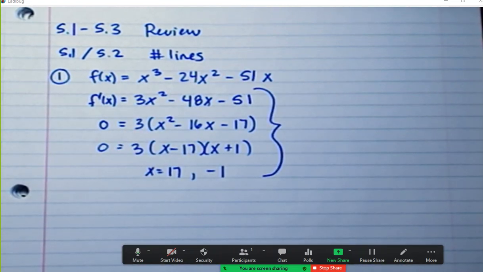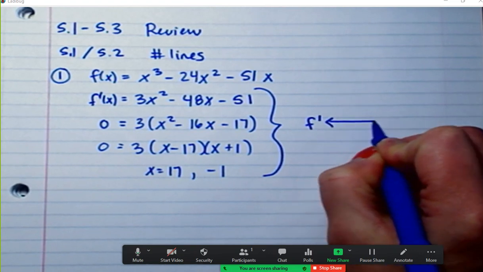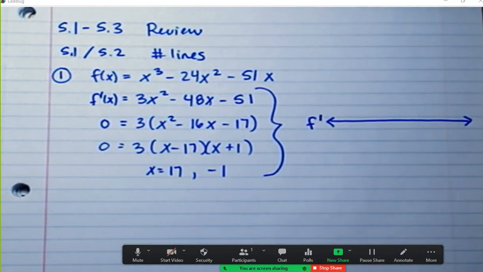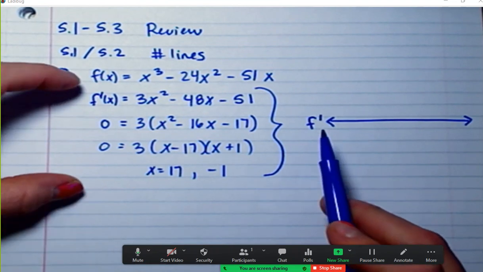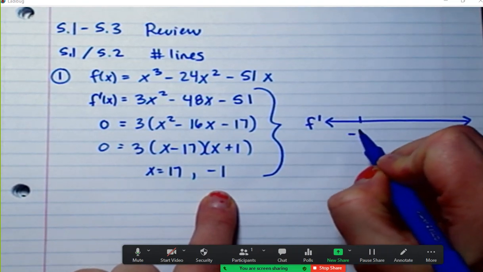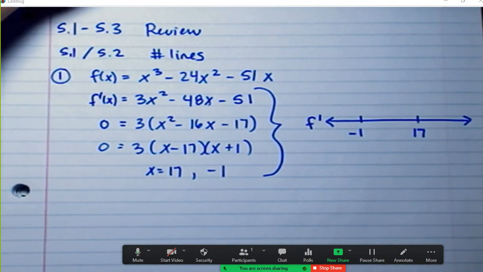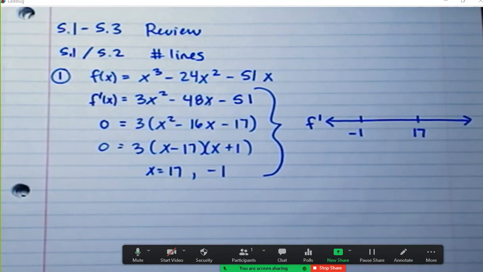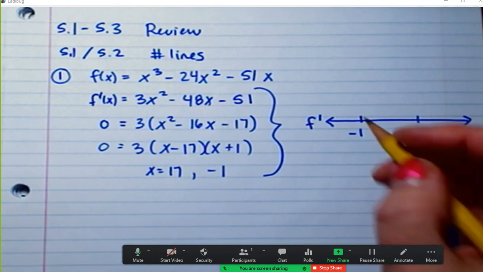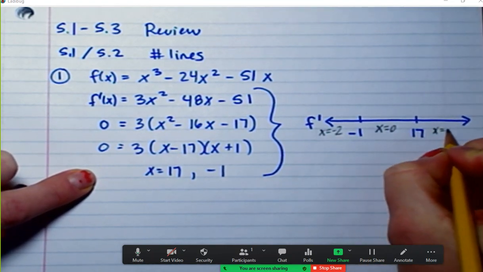I'm going to make the f prime number line because we have the fun chart. We've got the basic ideas on how to use it. All right. F prime number line. If you're making an f prime number line, you have to use the derivative stuff to fill it out. So I'm going to start with those two numbers, -1 and 17. And then I'm going to figure out my positives and negatives by plugging in. I guess we'll start with like -2, 0, 18.